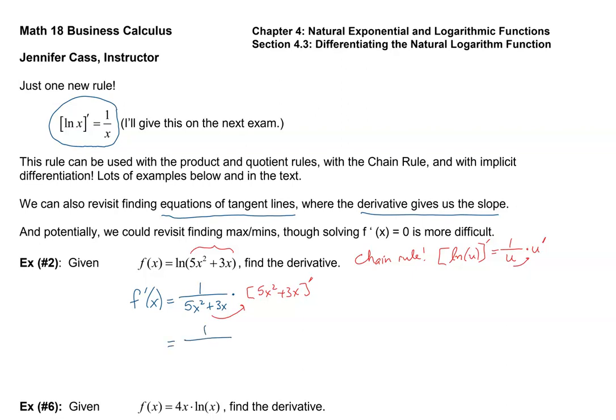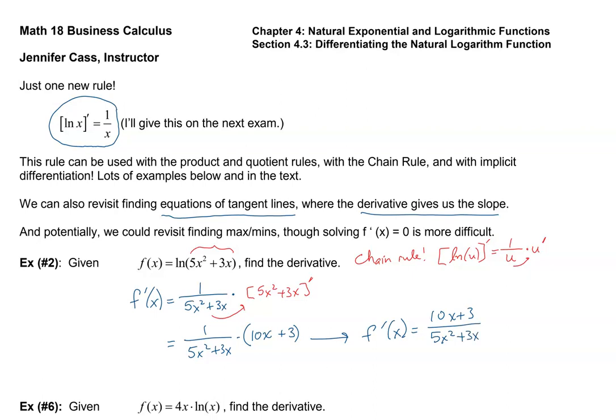So that's going to be 1 over 5x squared plus 3x times, let's see, 2 terms, each of them have an x. Let's see what we get. The 2 comes down, times the 5, we get 10x plus 3. And we're pretty much done. To tidy this up, I might just go ahead and write it as a single fraction. So f prime of x equals 10x plus 3 all over 5x squared plus 3x.